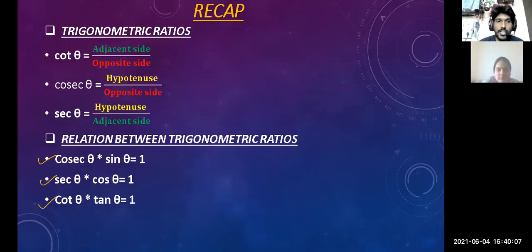Sec theta into cosec theta into sine theta is equal to 1. Sec theta into cos theta is equal to 1. And third one, cot theta into tan theta is equal to 1. These are the three that we studied today.